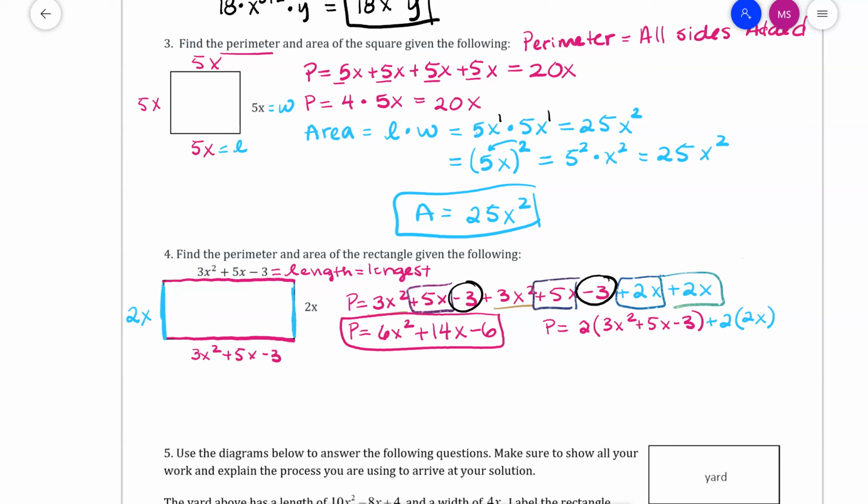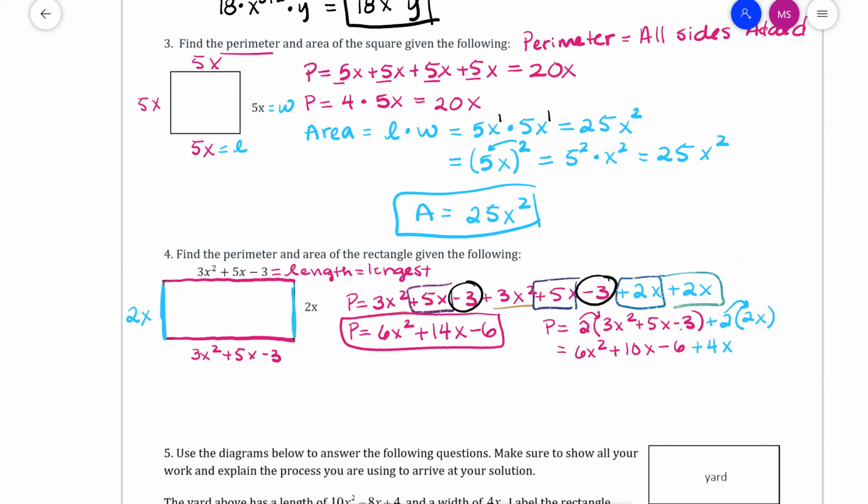So if we incorporate distribution, your perimeter is going to equal, you're distributing that 2 to each of the terms over in this trinomial. So that's 6x squared plus 2 times 5 is 10. The x just comes along for the ride. And 2 times -3 is -6. Over here, we're just distributing the 2 to 2x. So that's plus 4x because 2 times 2 is 4.